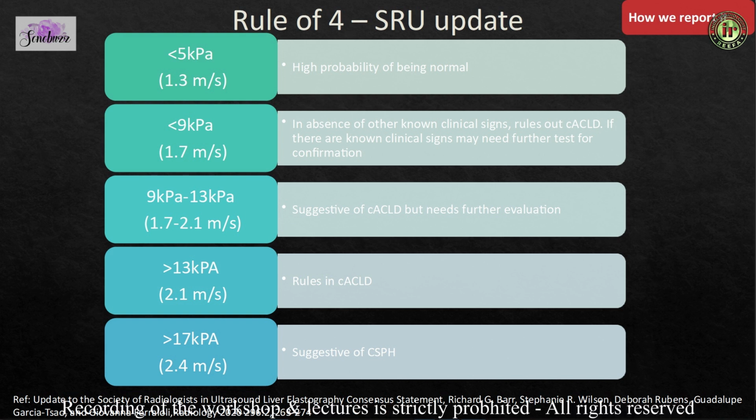If the values are more than 13 kilopascals or 2.1 meters per second, this rules in a compensated advanced chronic liver disease. And if these values are more than 17 kilopascals or 2.4 meters per second, these are indicative of a clinically significant portal hypertension. So this is the rule that we need to keep in mind going ahead.